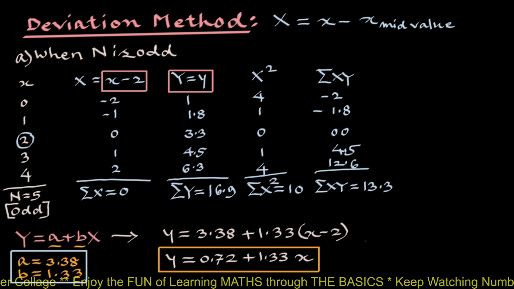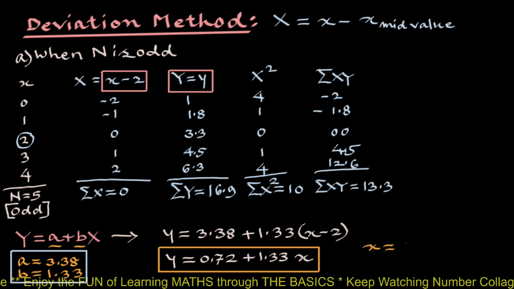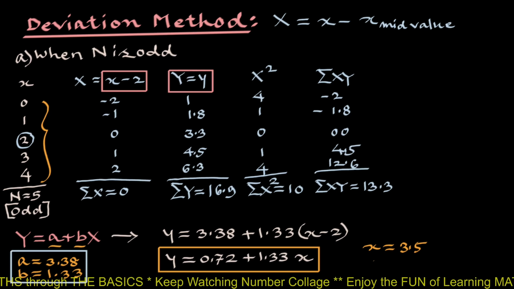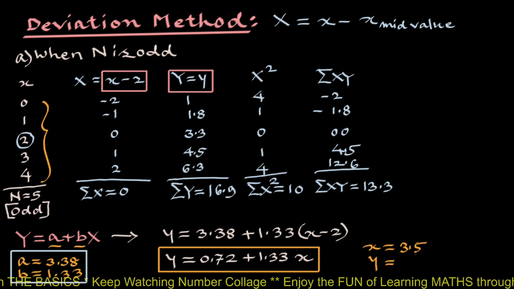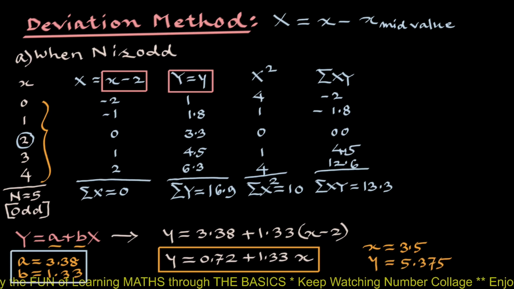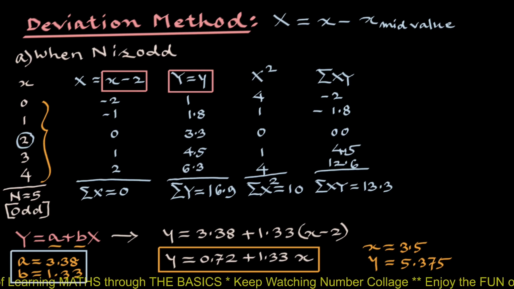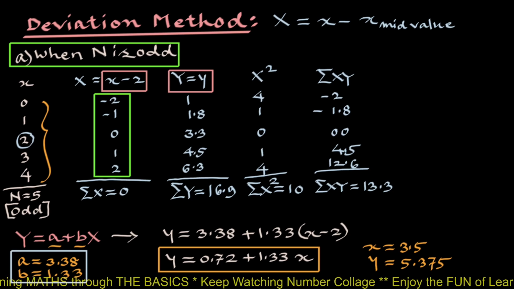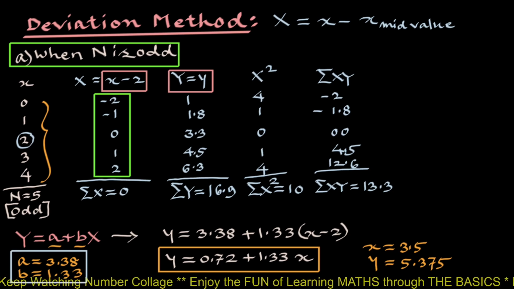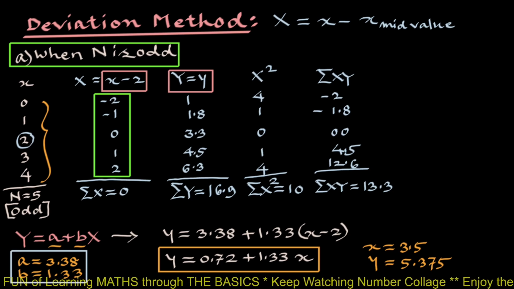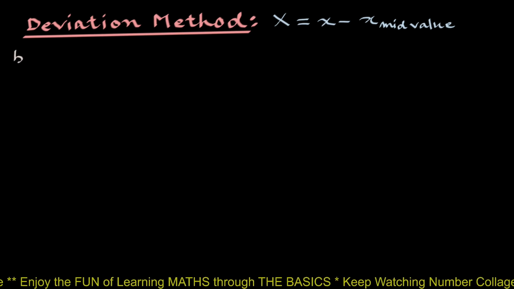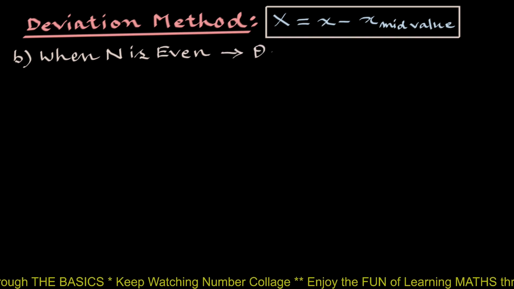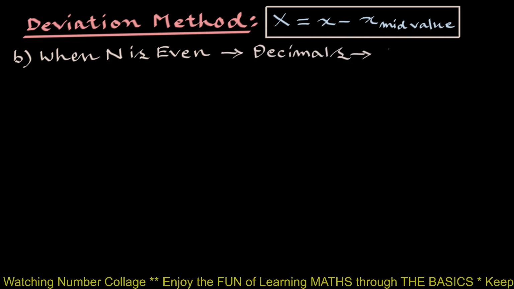For any value of x, say x equal to 3.5, which is not given in the data, we can find the value of y. In this case it will be 5.375. Here it should be noted that when n is odd, the deviations are integers and hence the calculations become relatively easy.